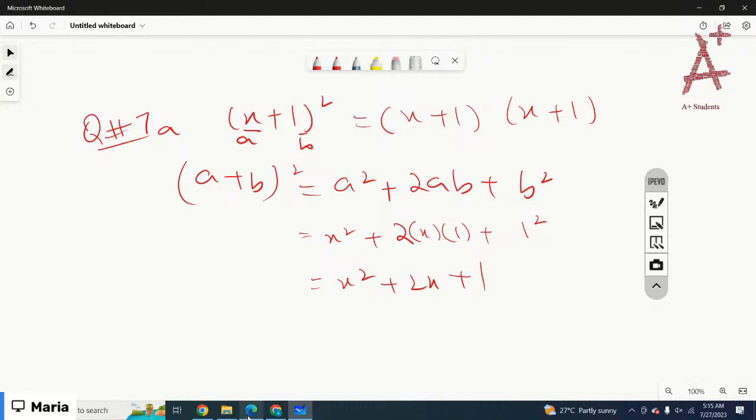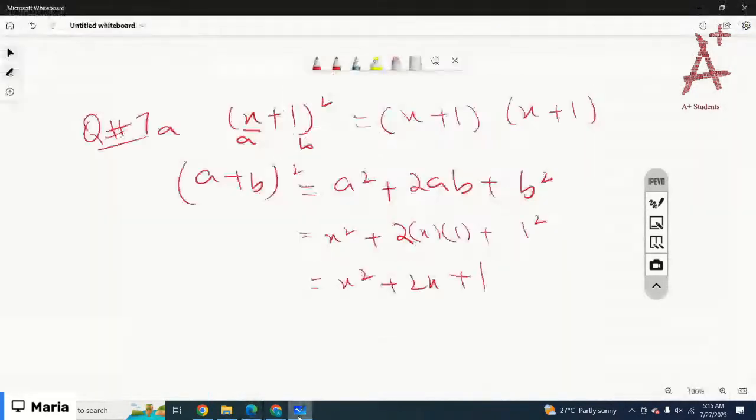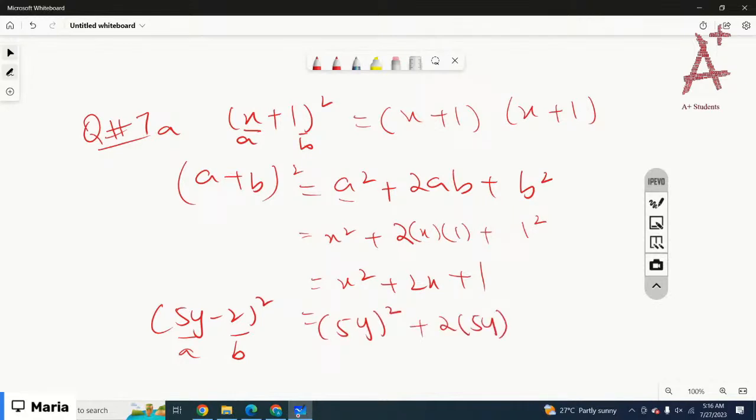Okay, the next one is (5y - 2) squared. So you have to do the same thing. Let's suppose 5y is a and 2 is b. So you have to do (5y) squared plus 2 times a, which is 5y, and b is negative 2, and plus b squared, negative 2 squared.